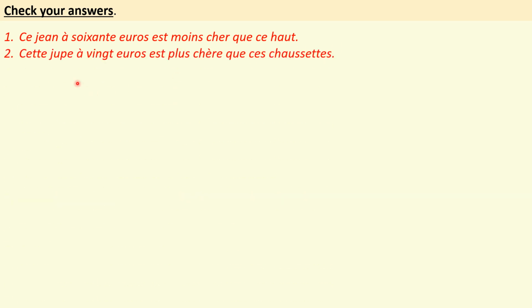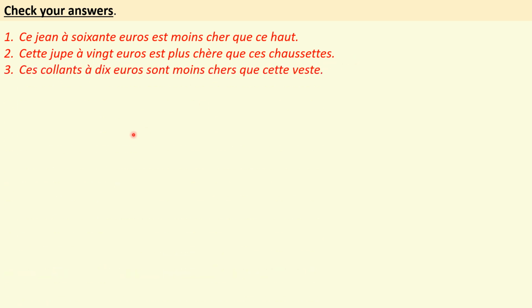Now let's check your answers. 1. Ce jean à 60 € est moins cher que ce haut. Watch your spellings on this. Make sure that you've written ce haut. Okay, C-E. And cher is spelt in the masculine singular. Next, 2. Cette jupe à 20 € est plus chère, because it's feminine singular, make sure cher has the accent and the E on the end, que ces chaussettes. Good. Make sure there's a double S, double T on chaussette.